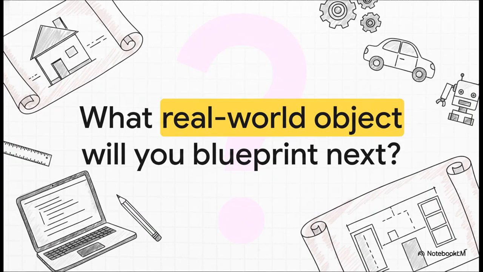Which brings us to the end of our explainer today. We've gone from abstract factory analogies all the way down to tracing Python memory states. But at the end of the day, coding is all about creation. So I want to leave you with this thought. If classes are the blueprints of the digital world, what real-world object will you blueprint next in your code?